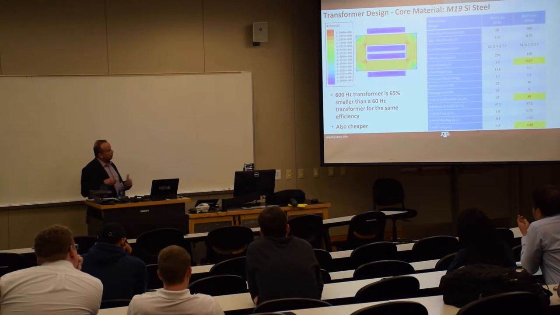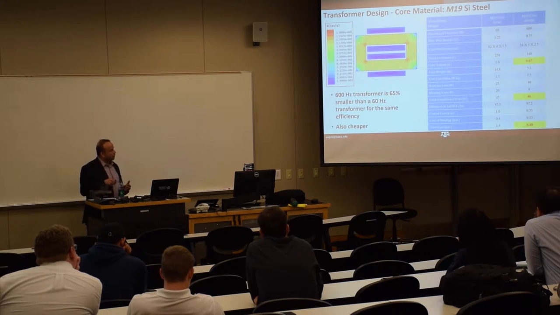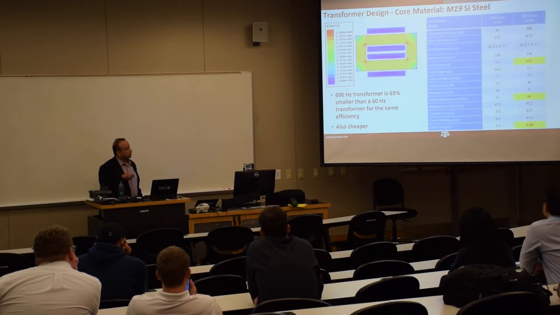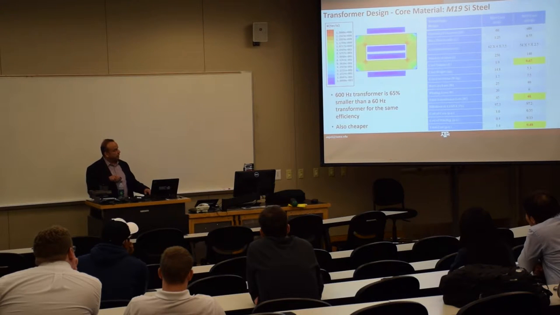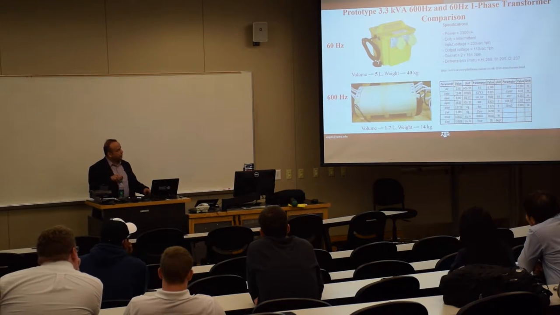So this is some of our work with the transformer design and so on. We have a very good machine design group, which uses a lot of magnetic design software. That's why my students collaborate with Dr. Tolia to use the software. We can see here that for a 60 hertz transformer with that M19 core, the per unit size, and then a 600 hertz transformer with the same M19 core is about 0.48 or so, and more importantly it's like 65% smaller than a regular transformer.